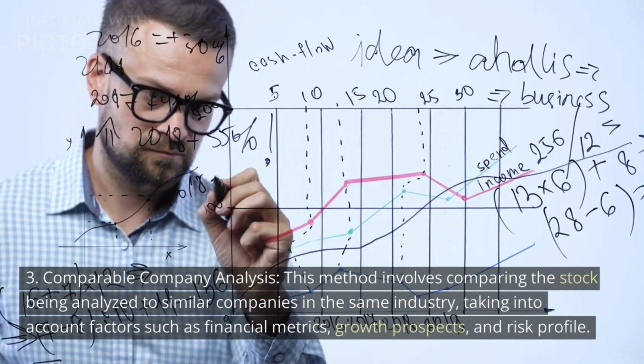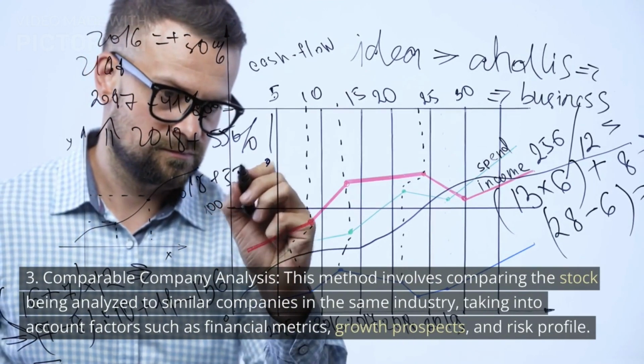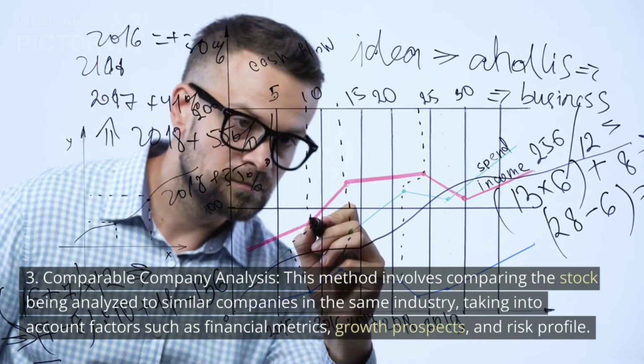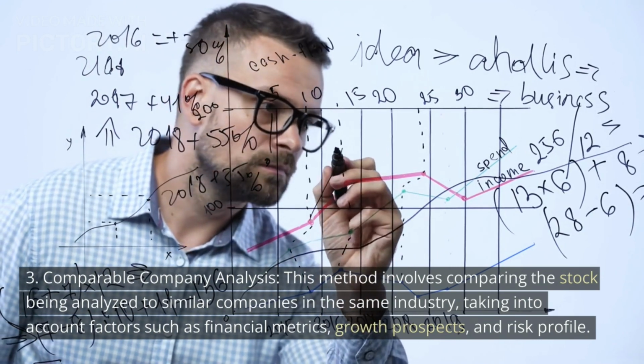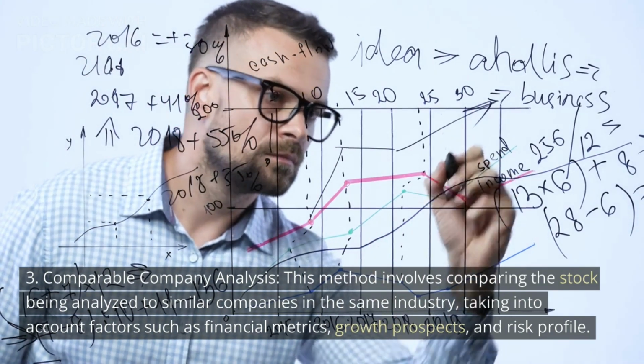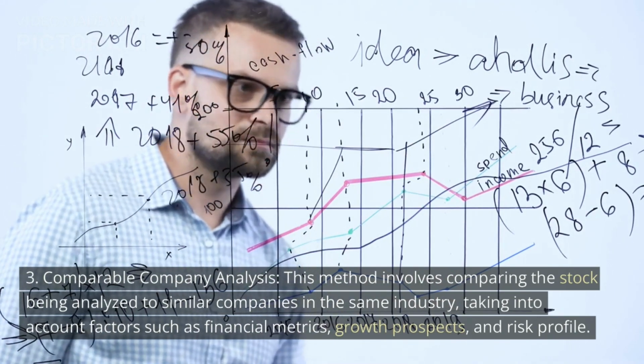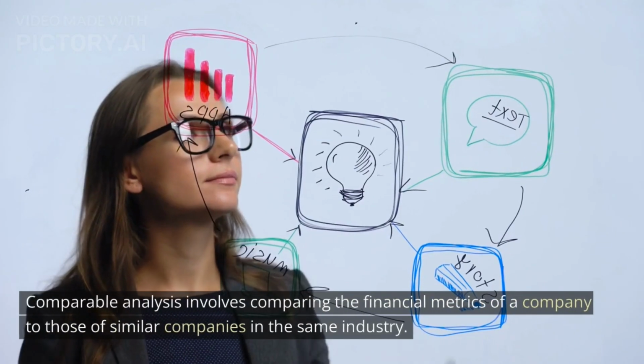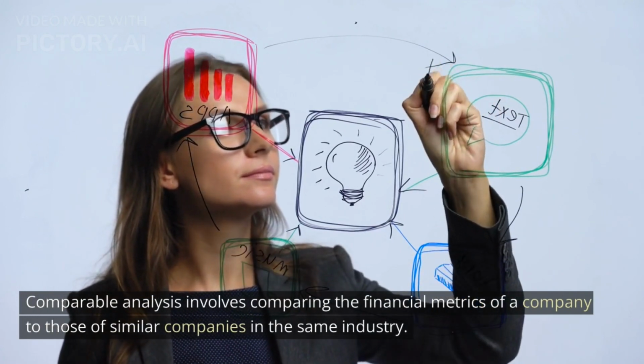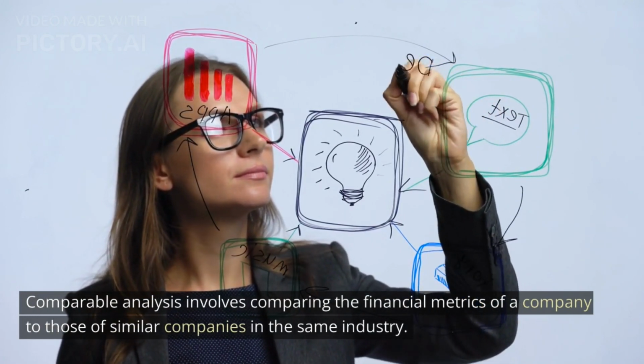3. Comparable company analysis. This method involves comparing the stock being analyzed to similar companies in the same industry, taking into account factors such as financial metrics, growth prospects, and risk profile. Comparable analysis involves comparing the financial metrics of a company to those of similar companies in the same industry.